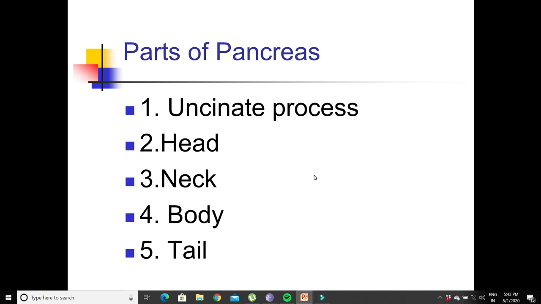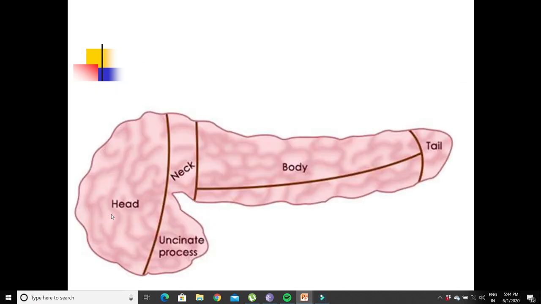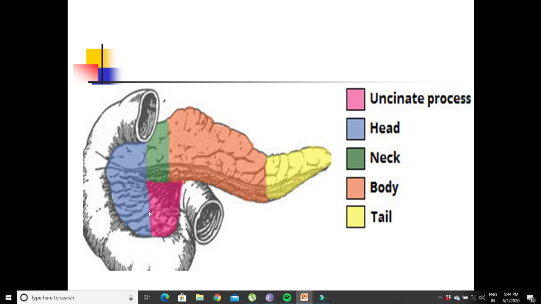Okay, let's study the parts of the pancreas. The various parts are uncinate process, head, neck, body and tail. So there are 5 parts: uncinate process, head, neck, body and tail. Let's see, this is the uncinate process, the head, the neck, the body, and here is the tail. This is the pancreas. Let's see once again the uncinate process, the head, the neck, the body and the tail.